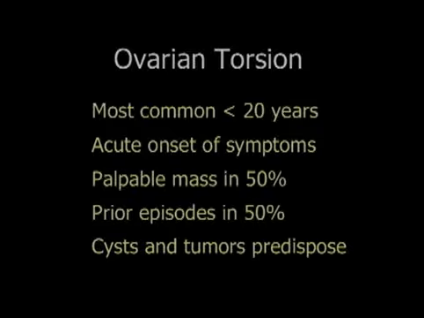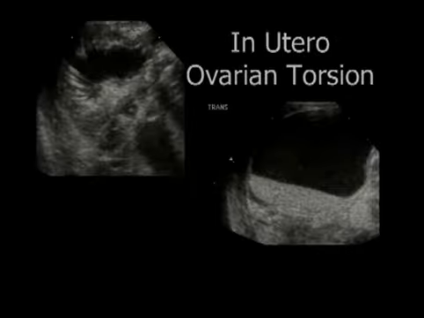Acute onset of symptoms like with testicular torsion. Many of these girls will have a palpable mass. Many of them will have had prior episodes of twisting and pain. And certainly if you have a large cyst or a tumor, that can predispose to ovarian torsion.